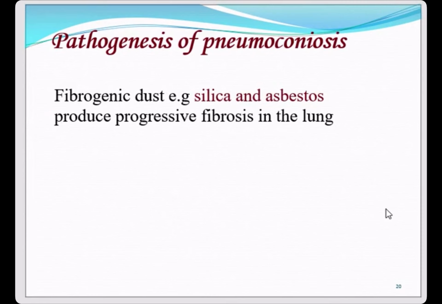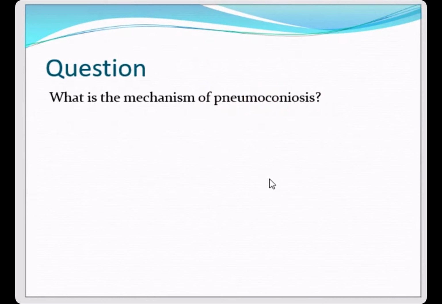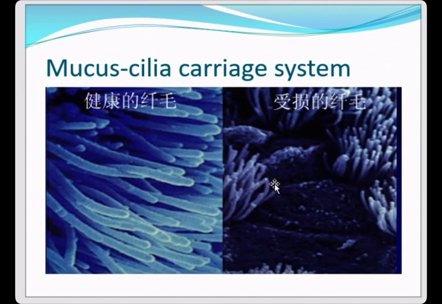Let's introduce the pathogenesis of pneumoconiosis. The cause is fibrogenic dust. The fibrogenic dust can produce progressive fibrosis in the lungs. So the most important feature of the pathogenesis of pneumoconiosis is progressive fibrosis in the lung. And how is the fibrosis created in the lung? So what's the mechanism of pneumoconiosis?